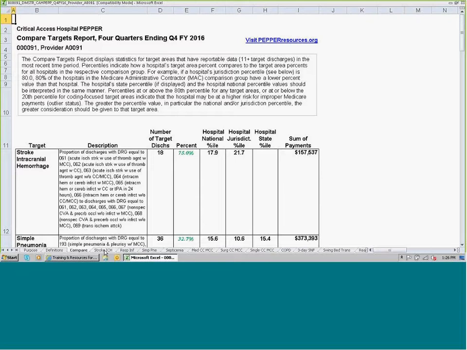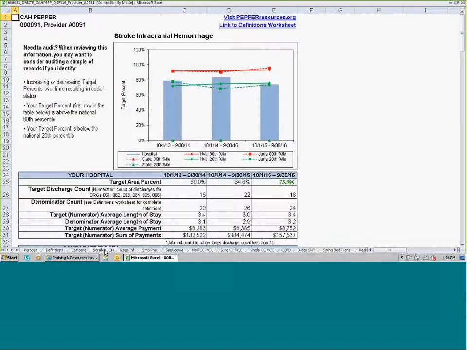Moving on now to look at each of the individual target area reports, and I won't cover them all because there are a fair number, but once you get used to looking at these target area reports, I think you'll find it pretty handy. They're all formatted in the same way.